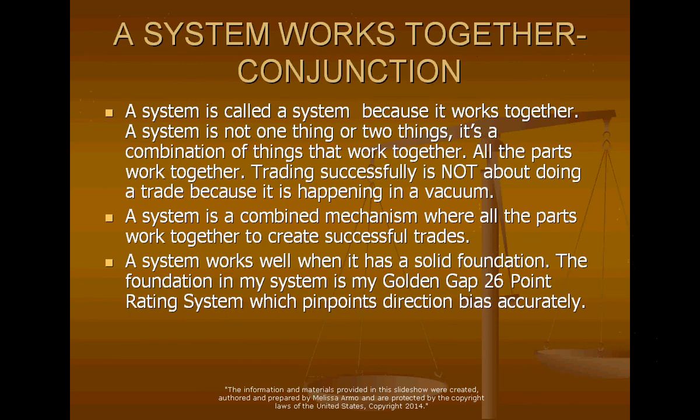And talking about a system, it works together, meaning in conjunction. A system is called a system because it works together. A system is not one thing or two things. It's a combination of things that work together. That's why you have to have the sturdiness of the foundational box. The trade goes in the box. The box is the gap. Then the trade goes in the box. The box is the golden gap that rated 20 points or more. It's a nice, beautiful box like the cat sat in. It holds a lot of weight. And then the trade, you put it in the box. Okay? All the parts work together.